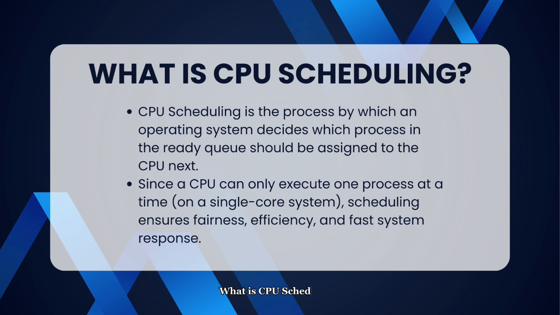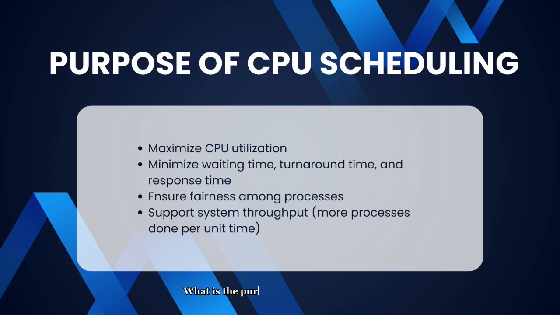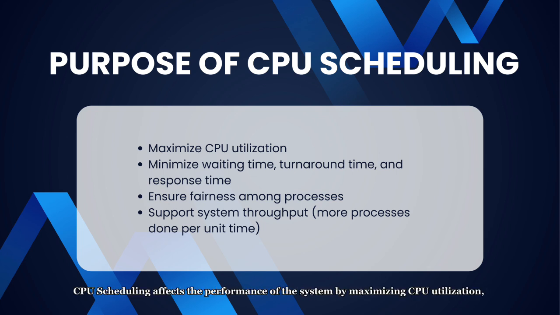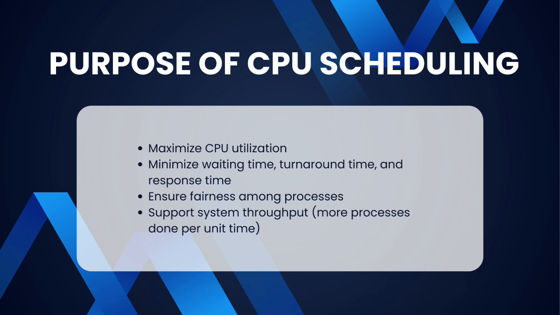What is CPU scheduling? CPU scheduling is the method an operating system uses to decide which process from the ready queue gets access to the CPU. Since only one process can run at a time, especially in single-core systems, scheduling ensures that the system is fair, efficient, and responsive. What is the purpose of CPU scheduling? CPU scheduling affects the performance of the system by maximizing CPU utilization, minimizing process waiting and turnaround time, and ensuring every process gets its fair share of CPU time.